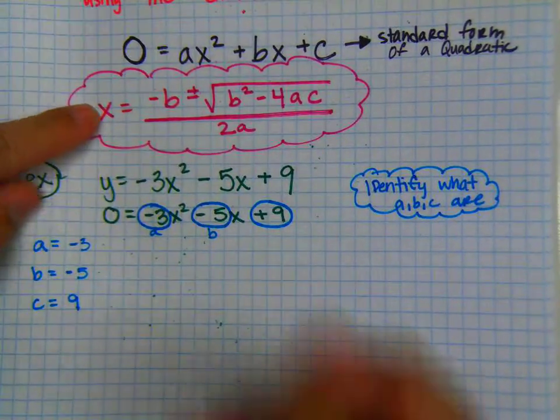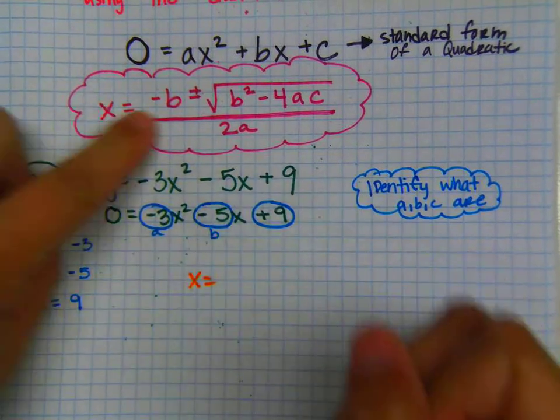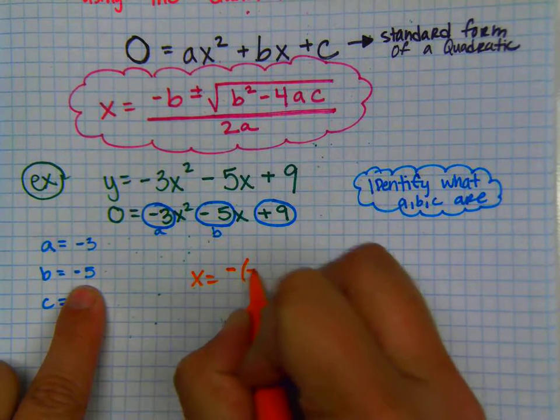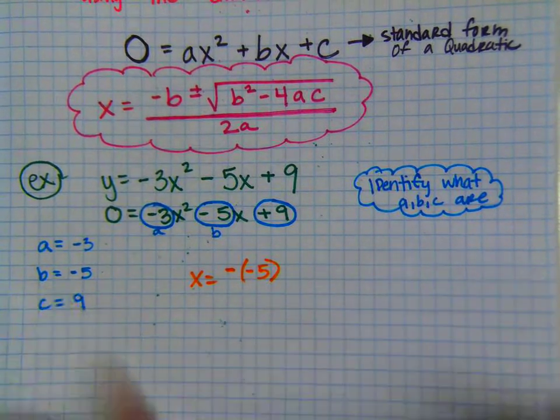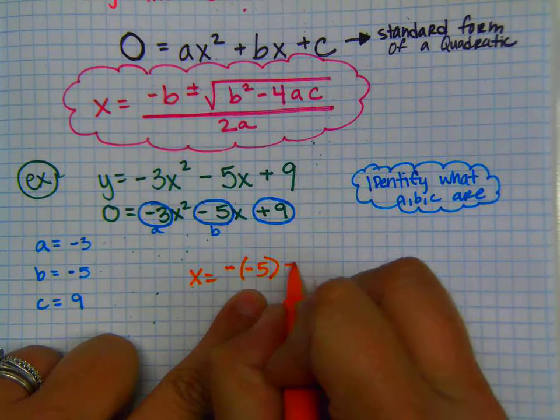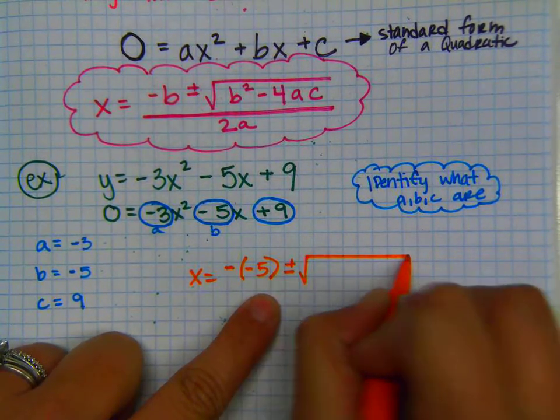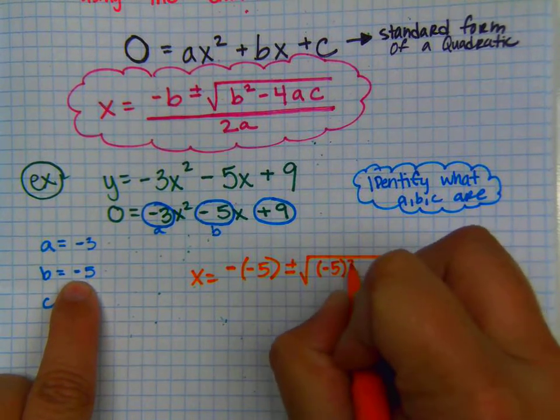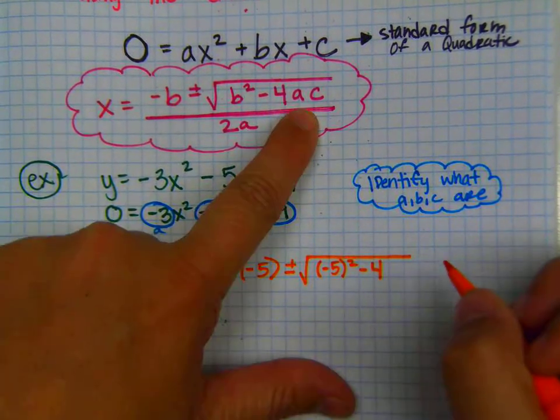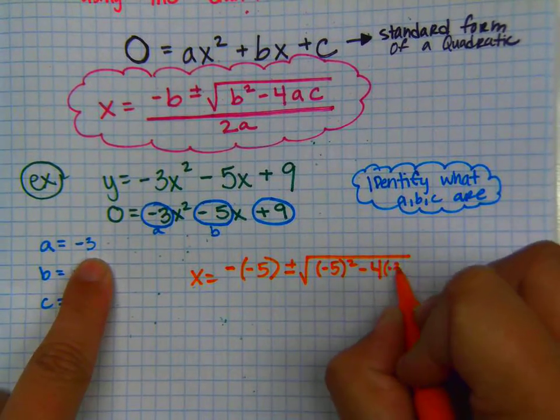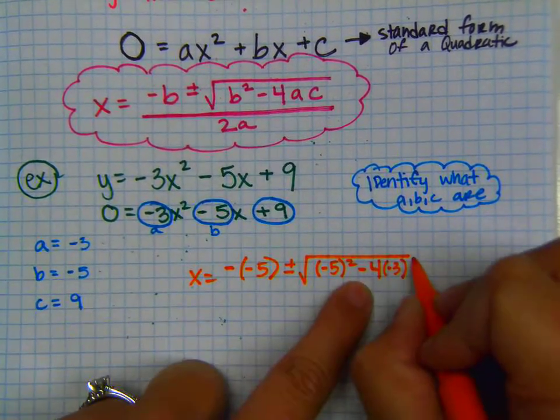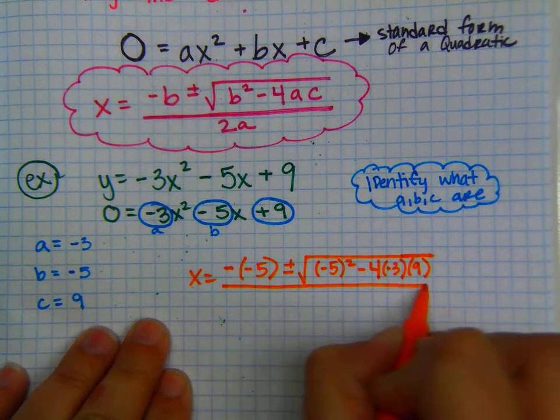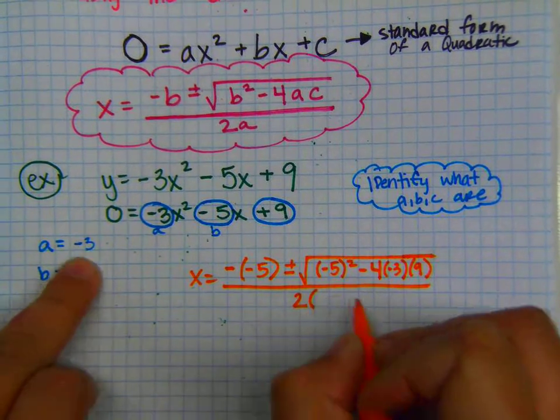So we have x equals negative b. So I'm going to write a negative, and then my b is negative 5. And I'm going to put that in parentheses so I don't drop my negative. So negative b plus or minus the square root of b squared. B is negative 5, negative 5 squared, minus 4, a is negative 3, c is 9, all over 2 times a, which is negative 3.